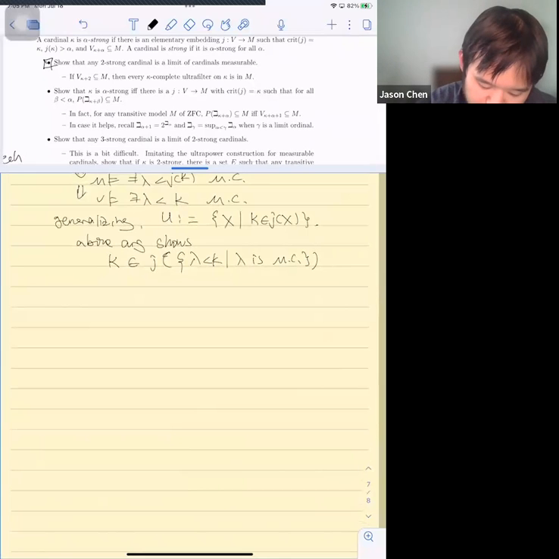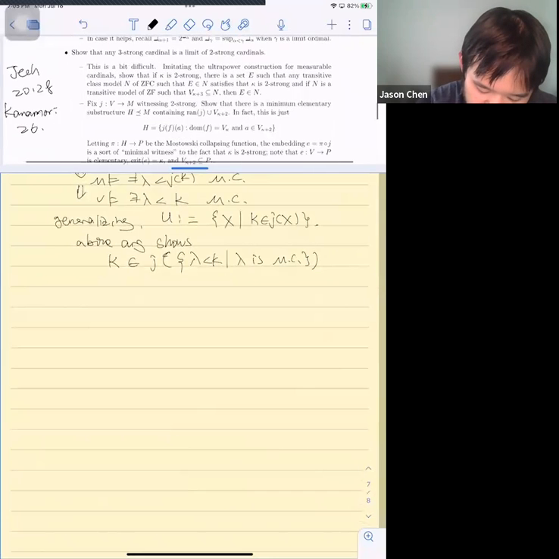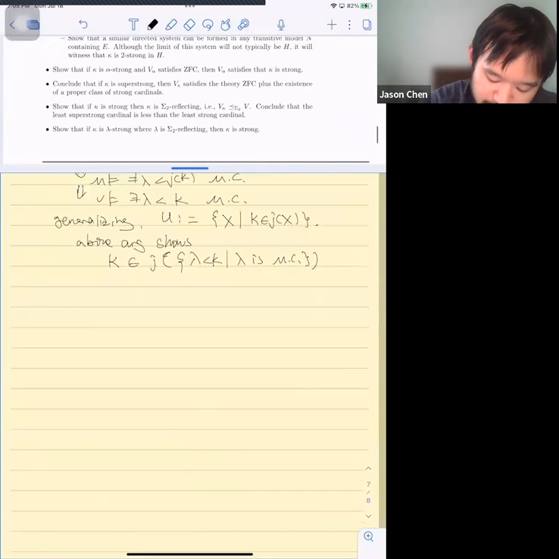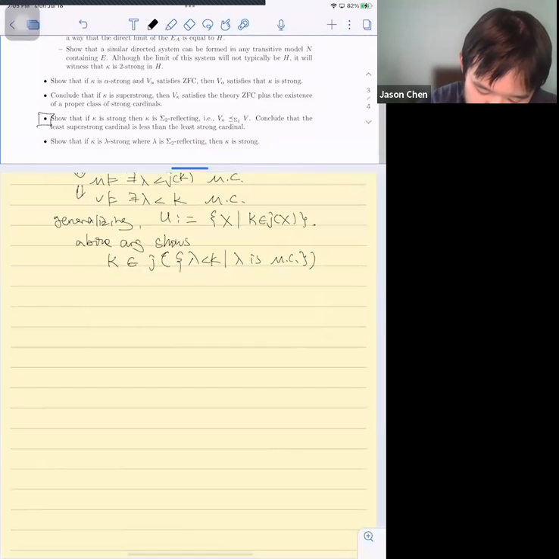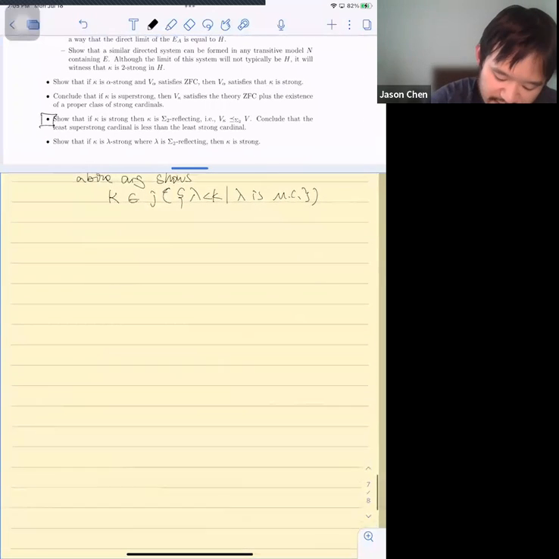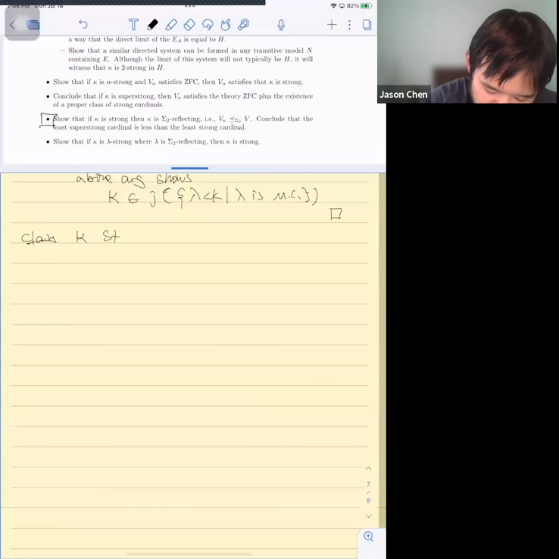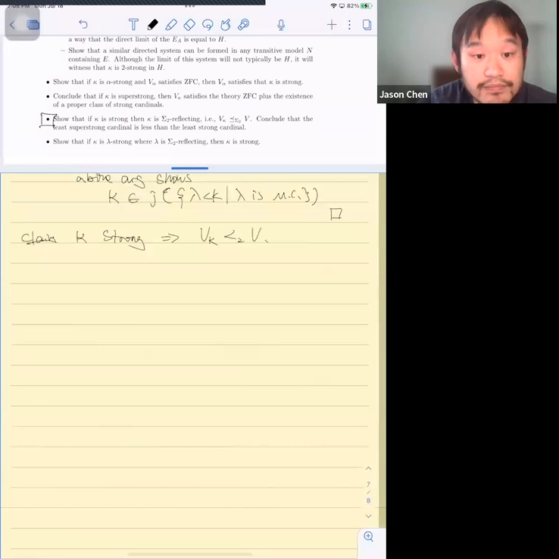Let me move on to the reflection stuff, since this is more interesting and perhaps more useful for later stuff. Okay, if kappa is strong, then sigma 2 reflecting. This is a very standard argument if you haven't seen it. So the claim is that kappa being strong implies V kappa is a sigma 2 elementary substructure of V.